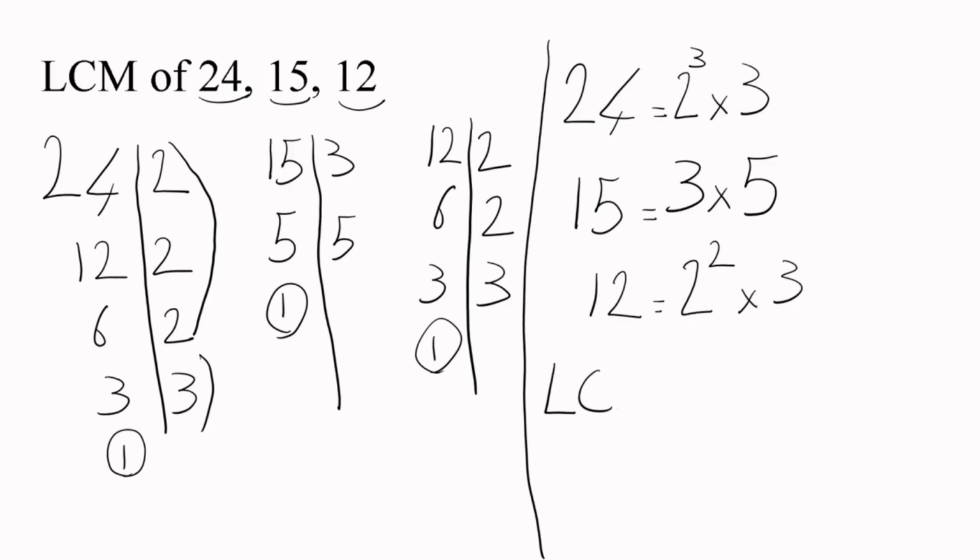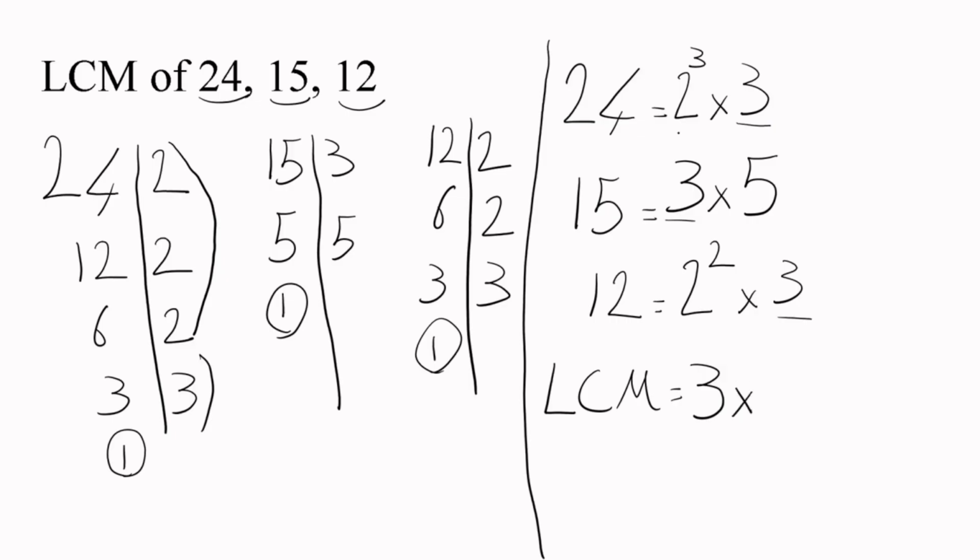So LCM will be equal to, first, let's specify which terms are common between all of them. Look, the only term which is common between all of them is 3. So we are going to write 3 and we must consider the maximum power. What is the maximum power of 3 between all of these 3 terms? Here is 1, here is 1, here is 1 as well. So the power of 3 will be 1.